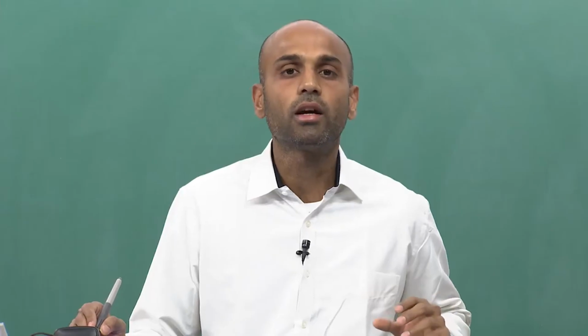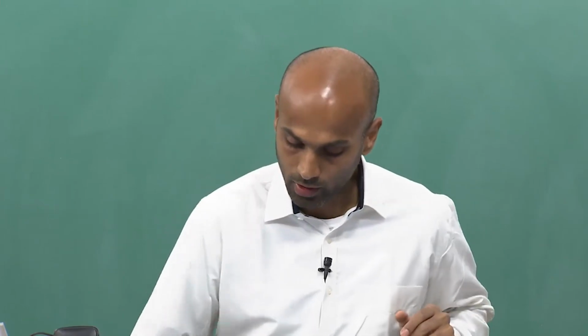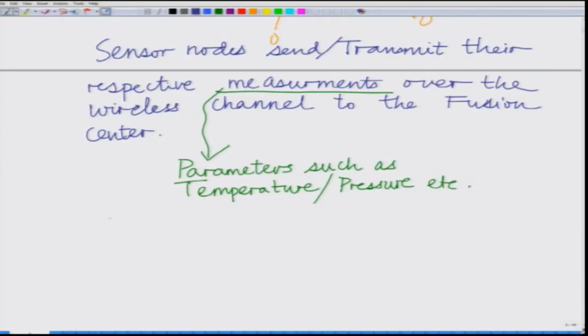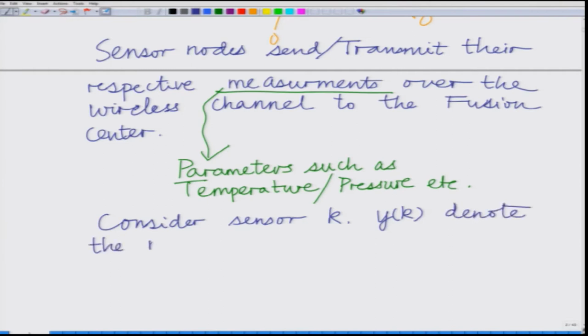Now, what we want to do is start by considering a simple sensor k. So, let us start by considering the kth sensor. Consider sensor k. Let us model the measurement at sensor k. Let Yk denote this measurement at sensor k.